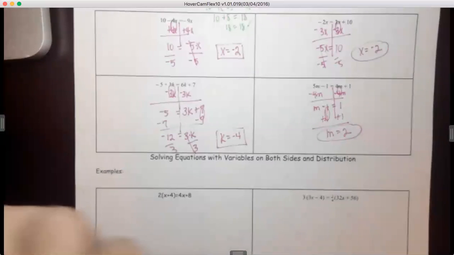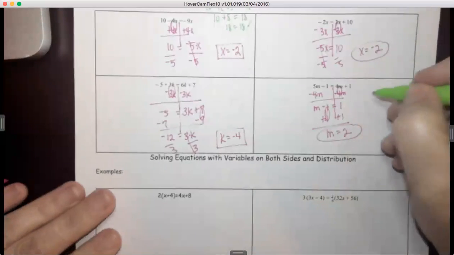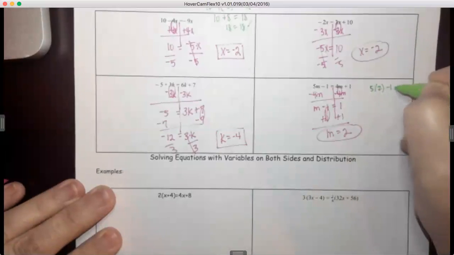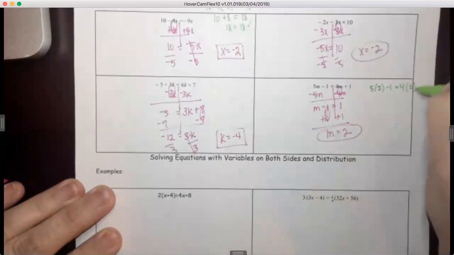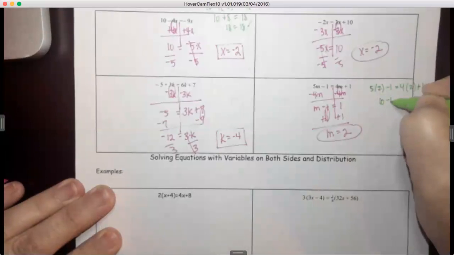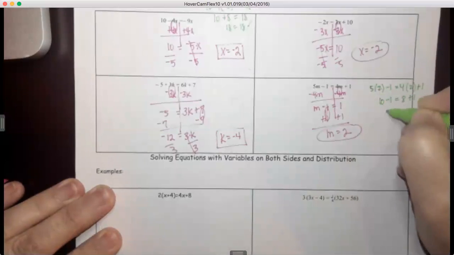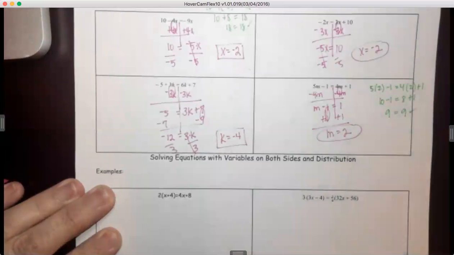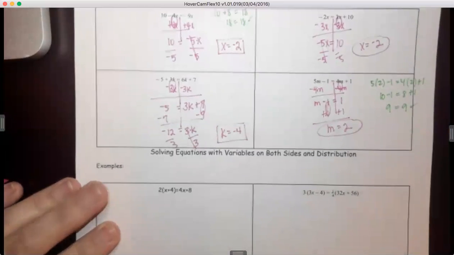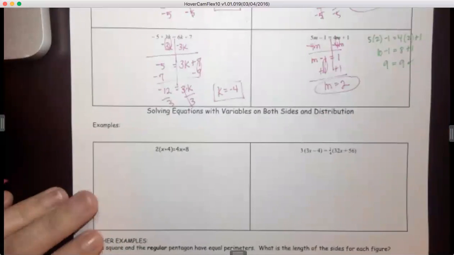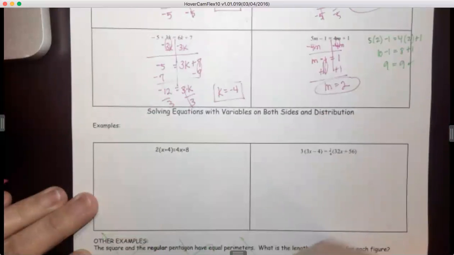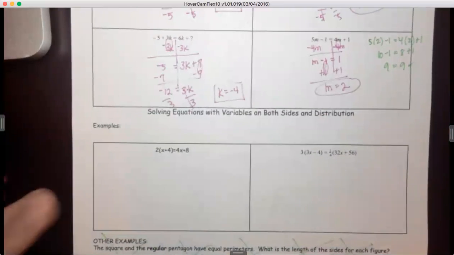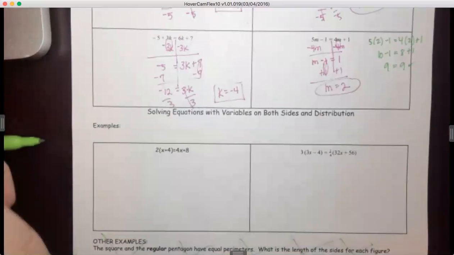Again, if I wanted to check it to make sure, I could do 5 times 2 minus 1 equals 4 times 2 plus 1. 10 minus 1 equals 8 plus 1, 9 equals 9. We checked it, it works out. All right, we are not going to do these down here, so don't worry about that at all. That's not something you're responsible for in Algebra 1.